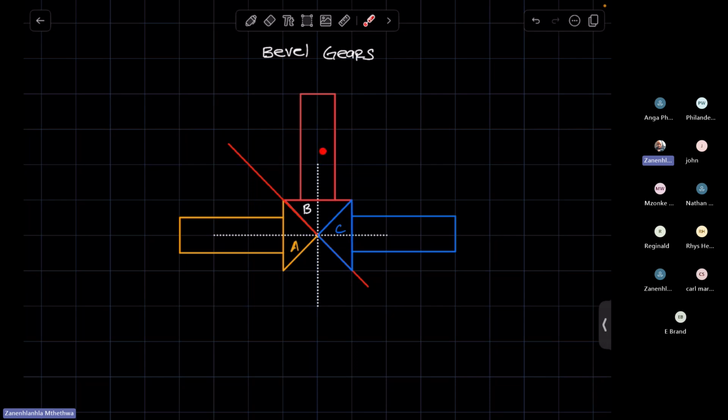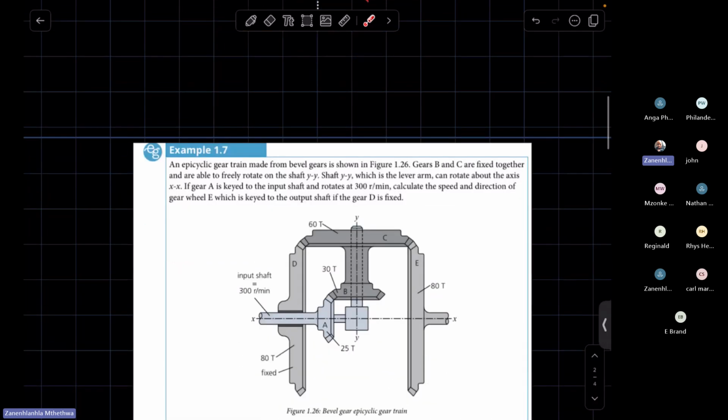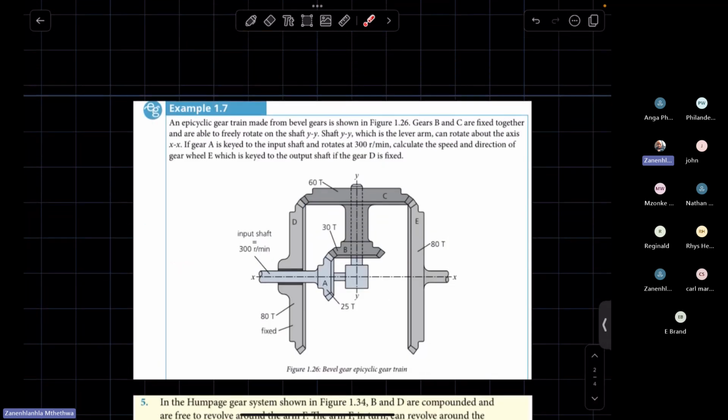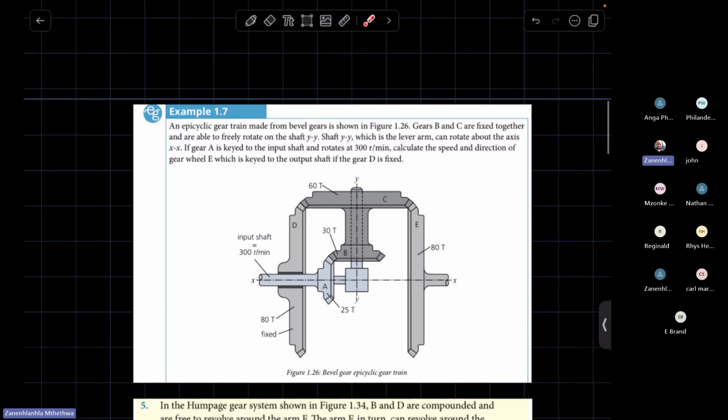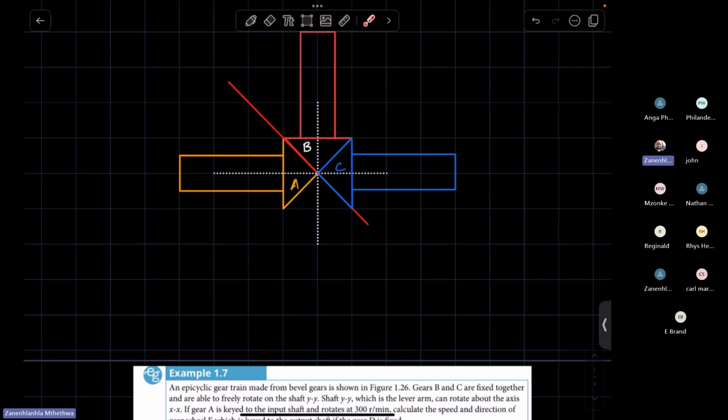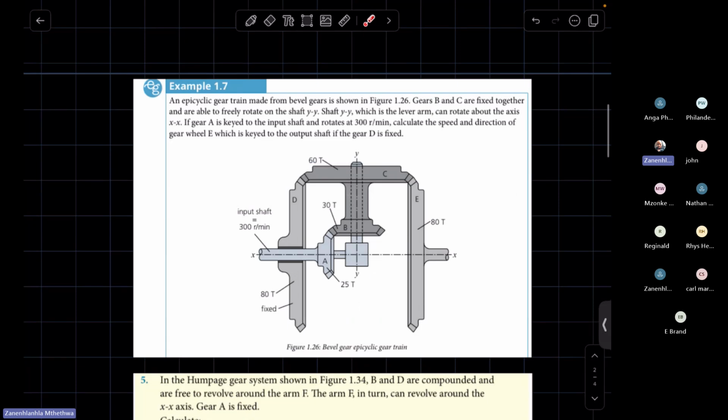So from this perspective, you're always going to have one bevel gear in the middle, one on this side and one on this side, right? Let's refer to this one: this is an epicyclic gear system made of bevel gears. When I say we are always going to look at bevel gears from this perspective, I mean you're always going to have a gear in the middle, one on the left-hand side, one on the right-hand side. This is what I mean here.